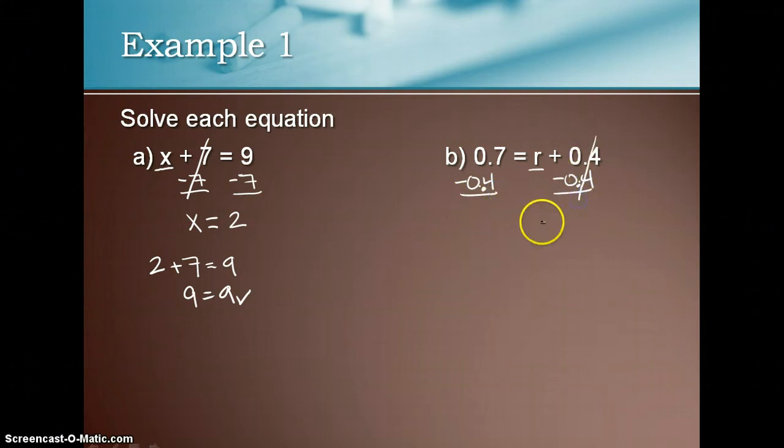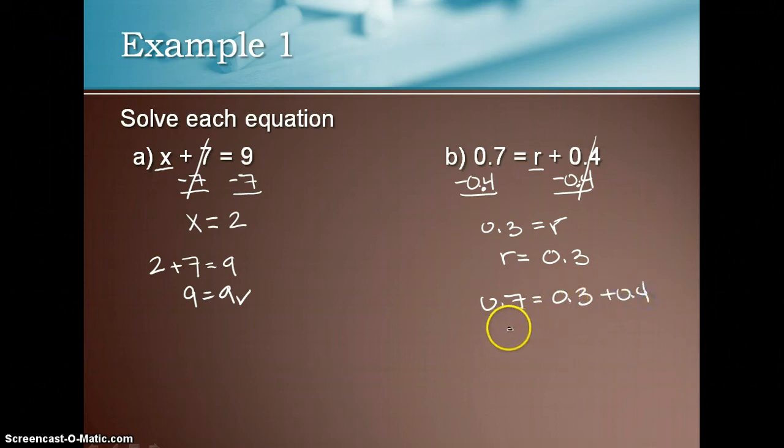Again, whatever you do to one side, you must do to the other. They cancel out on the right, and you'll get r. And then 7 minus 4 is 3, so you're going to get 0.3. And again, rewrite: r is equal to 0.3 would be our solution. If we were to check that, 0.7 is equal to 0.3 plus 0.4. So 0.7 is equal to 0.7, and it checks.